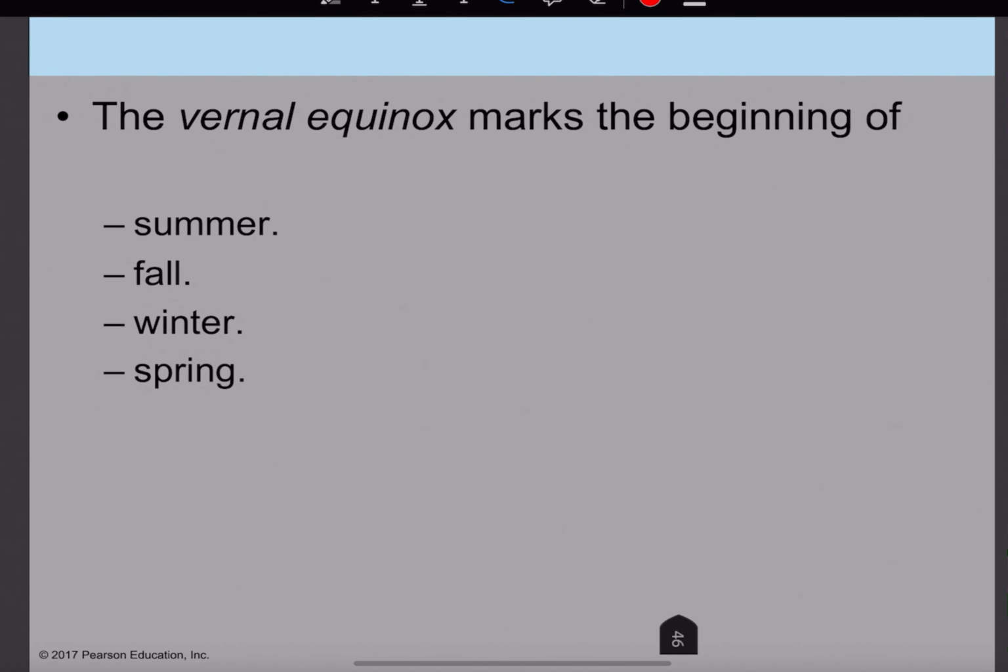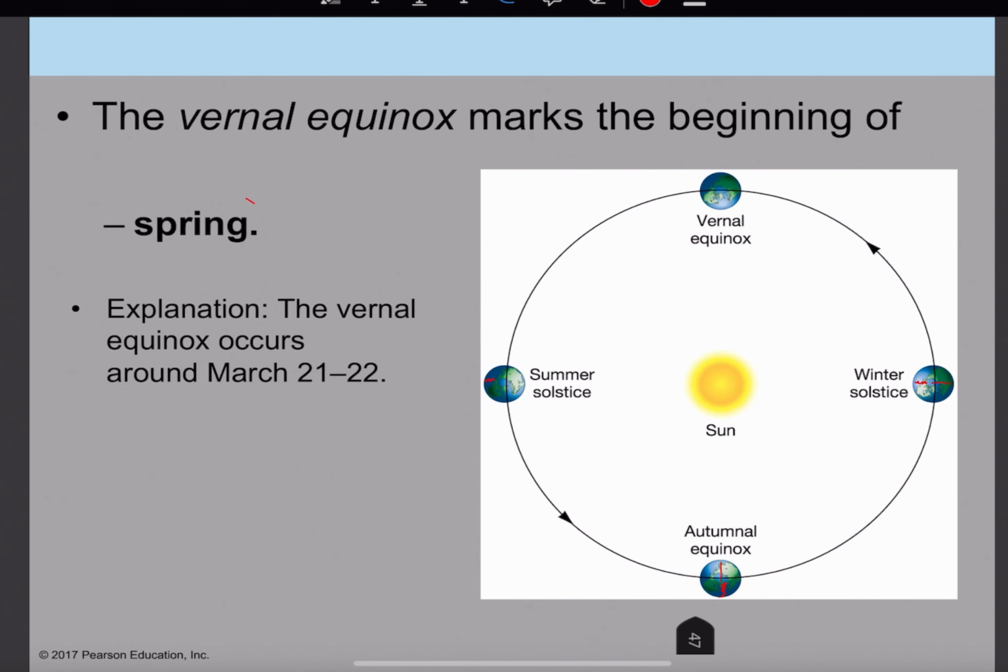Okay, next one. The vernal equinox marks the beginning of which season? Okay, so the vernal equinox marks the beginning of spring.